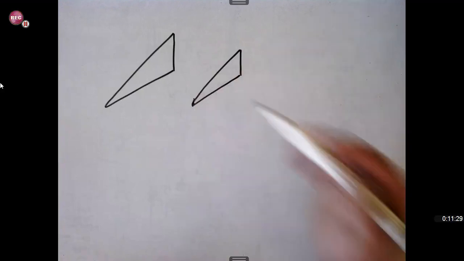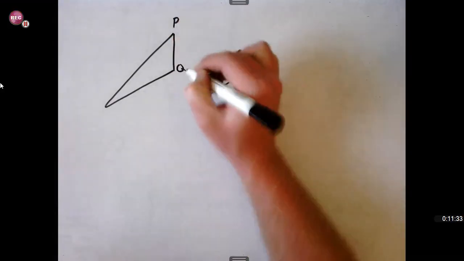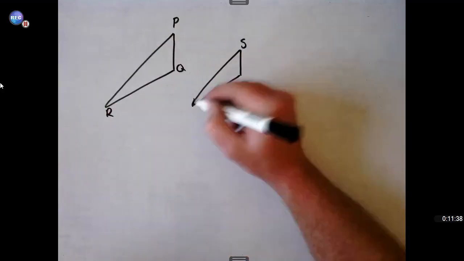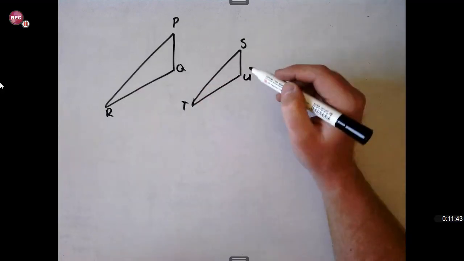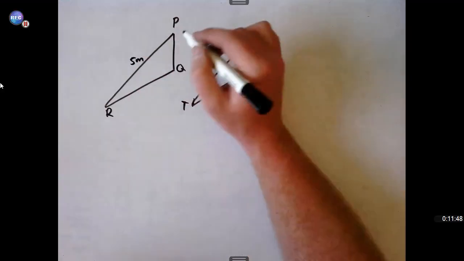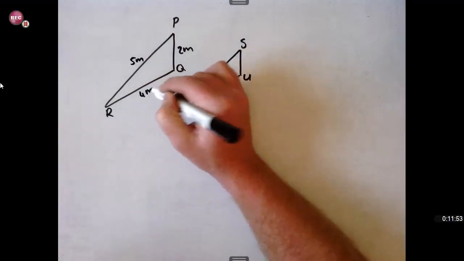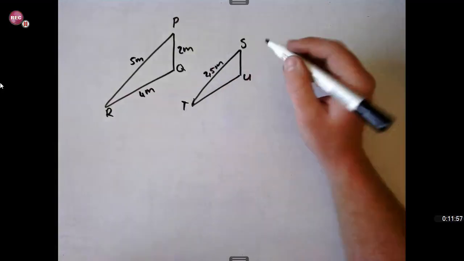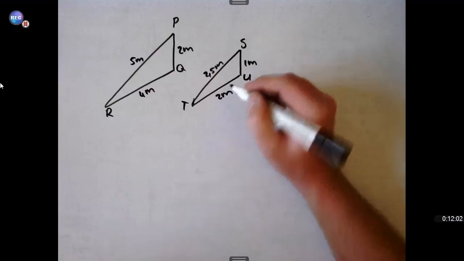Okay, I tried to make it as small as possible. So the first triangle is P, Q, and R. The second triangle is S, T, and U. Then for this one we've got 5 meters. For this one we've got 2 meters. And then for the one at the bottom is 4 meters. And they tell me the second triangle is 2,5 meters. Then we've got a 1 meter and then a 2 meter.